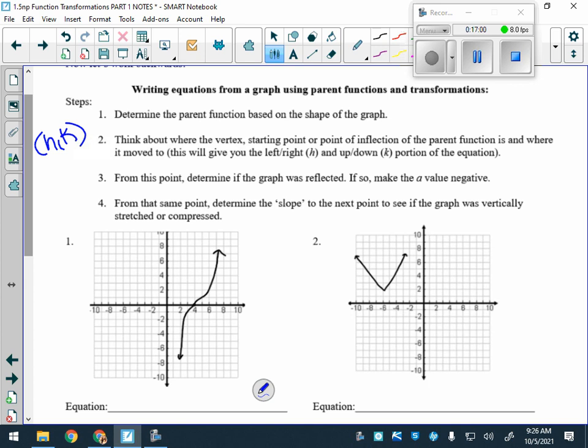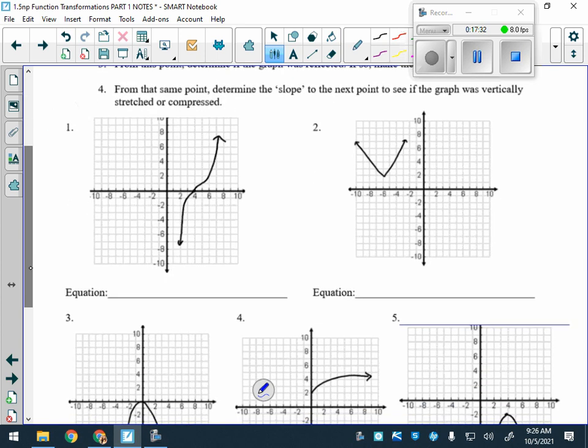From this point, determine if the graph is reflected. If so, you make that a value negative. From the same point, you determine the slope. The only thing the slope is really going to help with is absolute value. Later, when we get into polynomials, we will determine the a value, specifically if there's a stretch or compression. In this unit, we'll definitely look at it for absolute value because it's easy to determine. So, for number 1, what is the parent function?